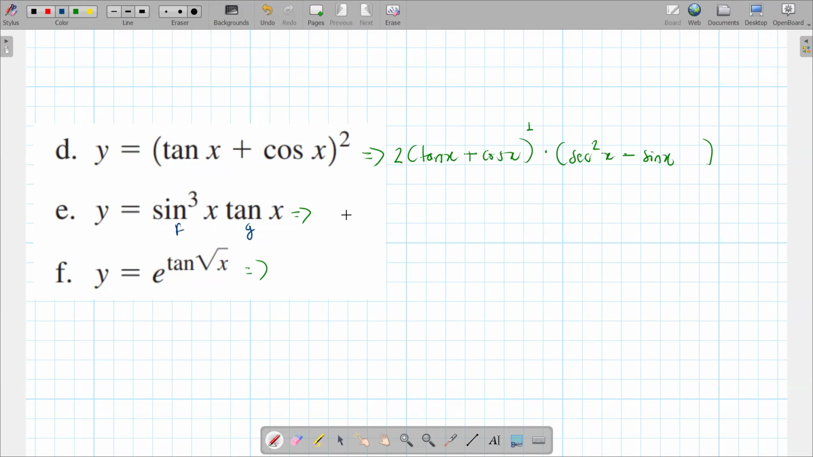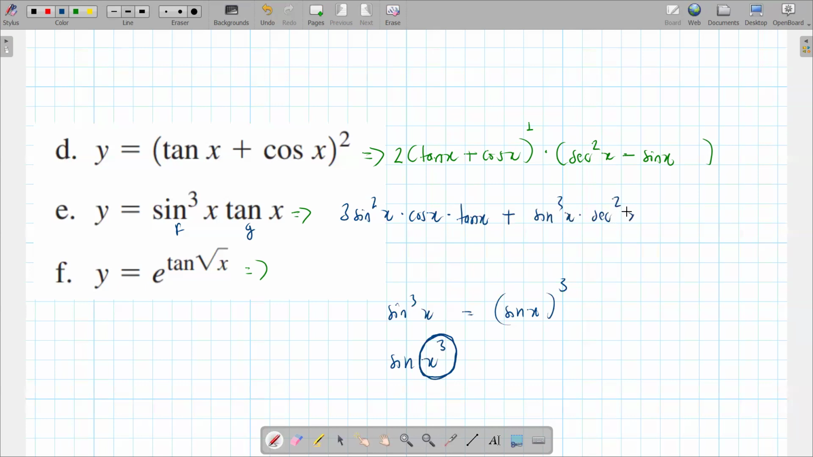Does the 3 go in front? Yes. Remember this, sine cube x means sine x whole cubed. Whereas sine x cubed means only the angle is being cubed, not the function. So let me show you the derivative for both of them. The derivative of this is the one that applies here. It's going to be 3 sine squared x times cosine of x, because sine x is the chain rule component. And then you multiply g as it is, plus sine cube x times secant squared x. And that's the final answer for E.